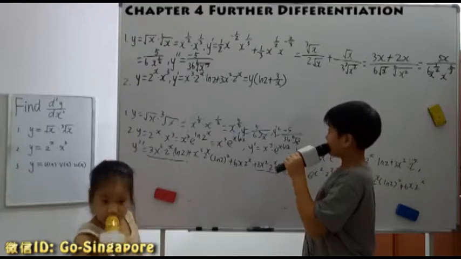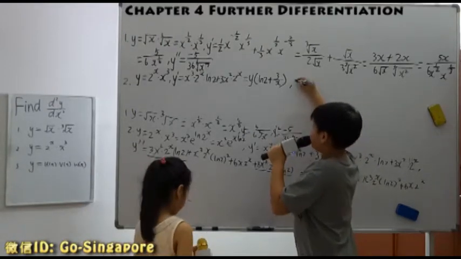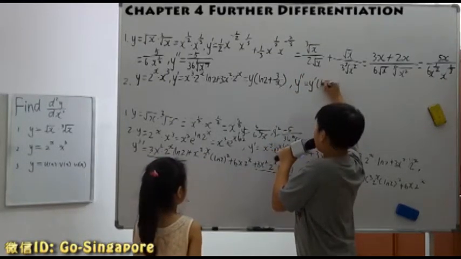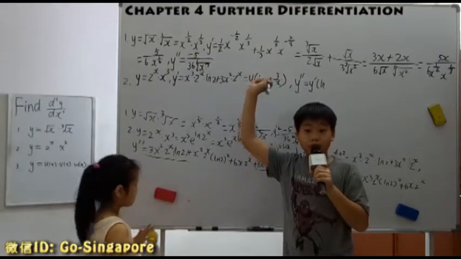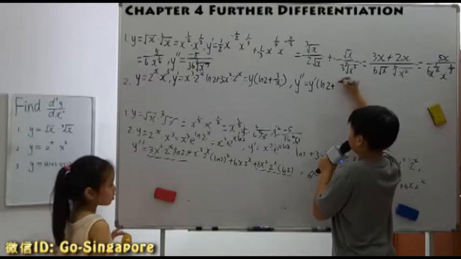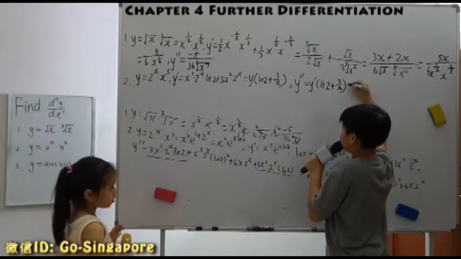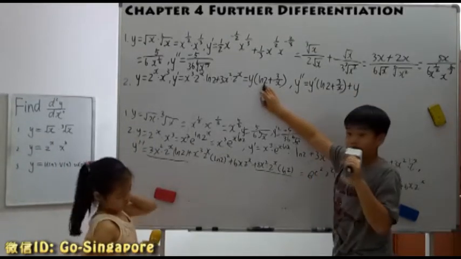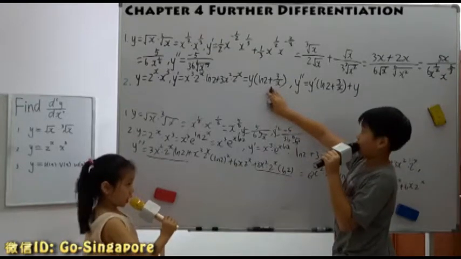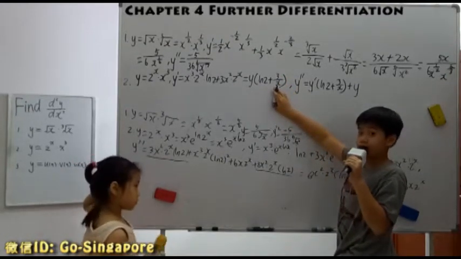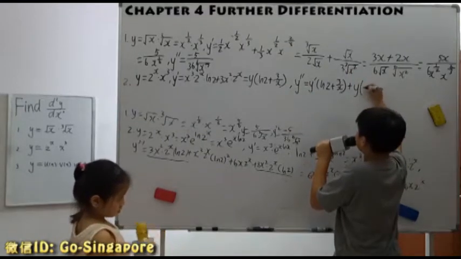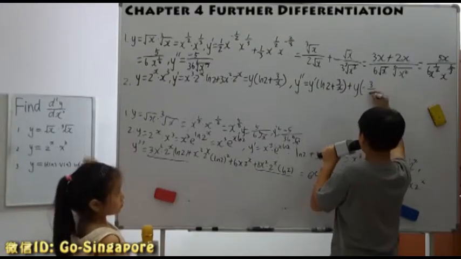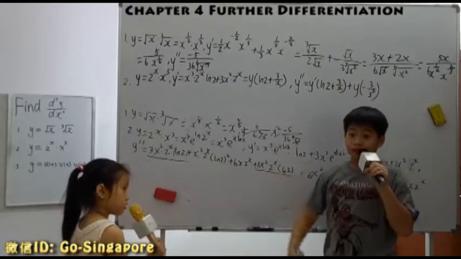What about y double prime? This y will be a y prime, right? And remember about the product rule? And here's ln 2 plus 3 over x. So for this, then we'll add y times the derivative. Ln 2 is zero, right? Because it's a constant. Minus 3 over x, and remember, this x is to the power of negative 1. So actually, these are negative, and 3 over x will become 3 over x squared. Correct?